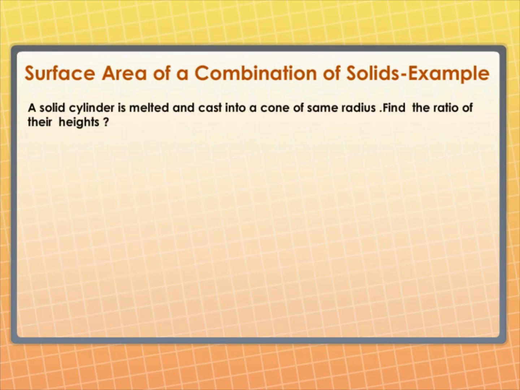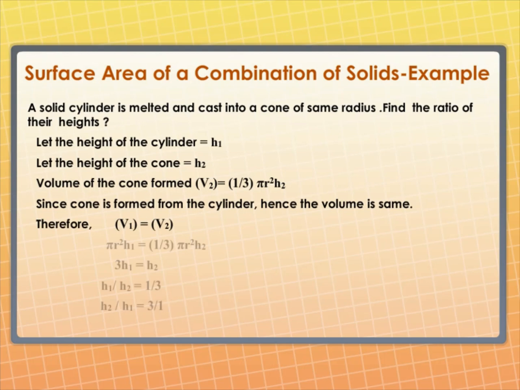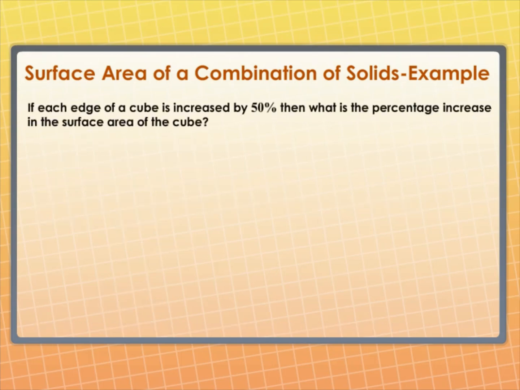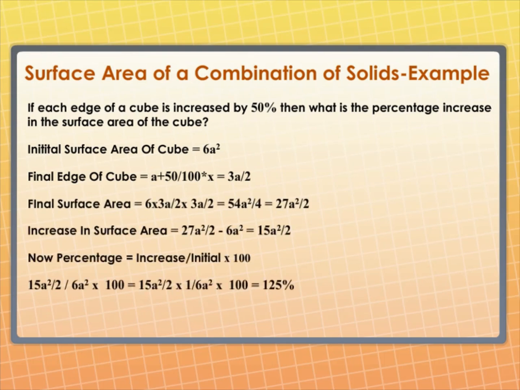A solid cylinder is melted and cast into a cone of the same radius. Find the ratio of their heights. By solving, we get the height of the cone and cylinder are in the ratio of 3:1. If each edge of a cube is increased by 50%, then what is the percentage increase in the surface area of the cube? By solving, we get the percentage increase in the surface area of the cube is 125%.